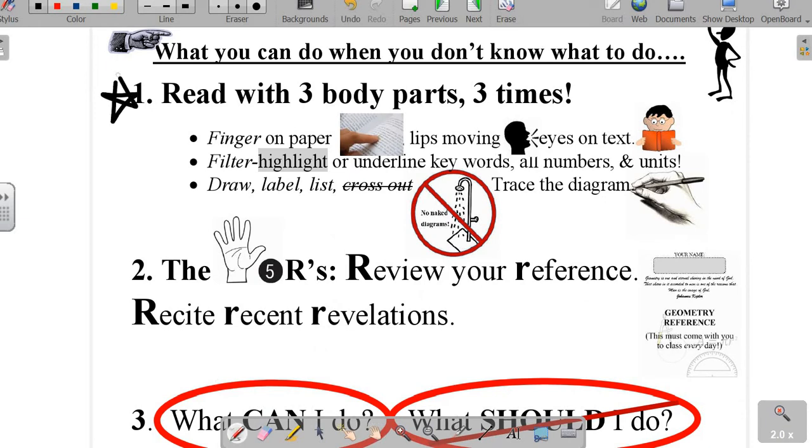You always want to read with 3 body parts, 3 times. Finger on paper, lips moving, eyes on text. That's pass number 1. Go back and filter or underline key words. Pay attention to units. Number 2, draw, label, list, cross out. Physically trace your diagram. This little icon means no naked diagrams. Dress up your diagrams.